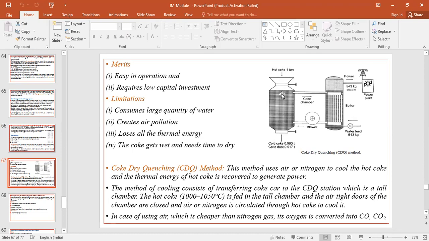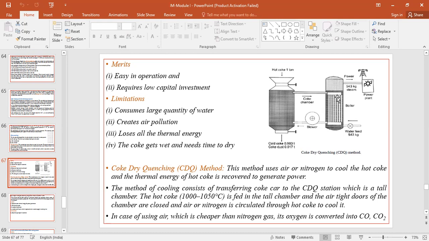Once the charging is done, that will be closed, and air or nitrogen is circulated through this hot coke to cool it down. You can see from the picture, there's a blower from the bottom to pass air or nitrogen. Whatever heat is extracted during the cooling process is collected, and that heat is allowed to pass through the boiler pit.